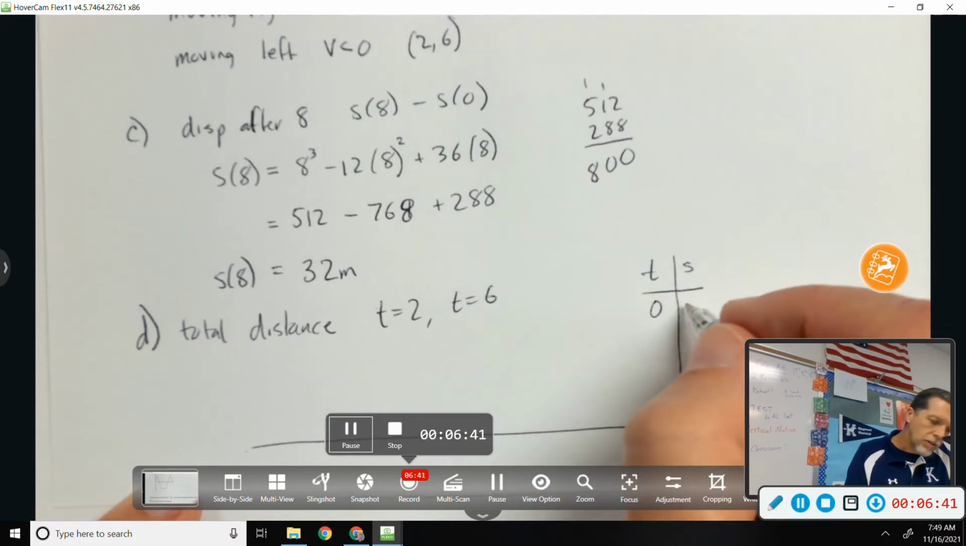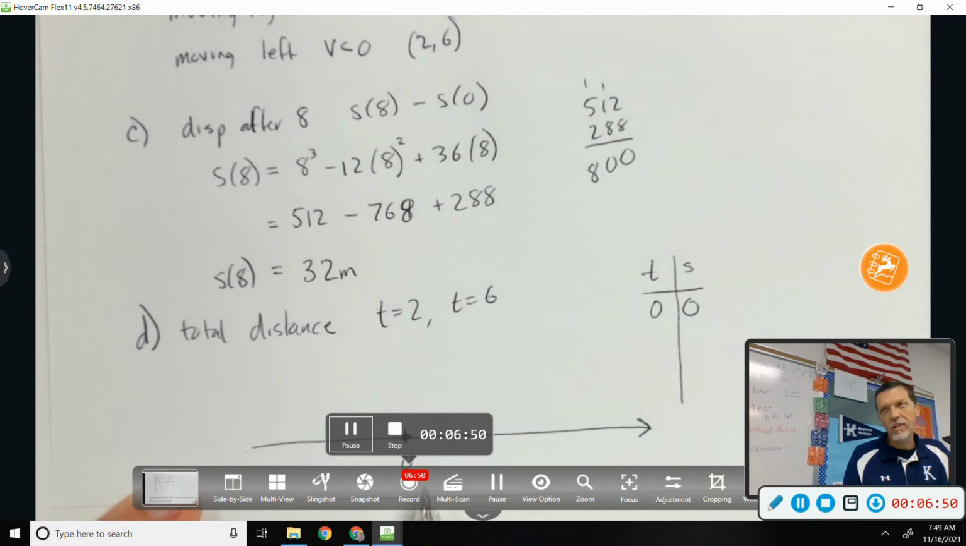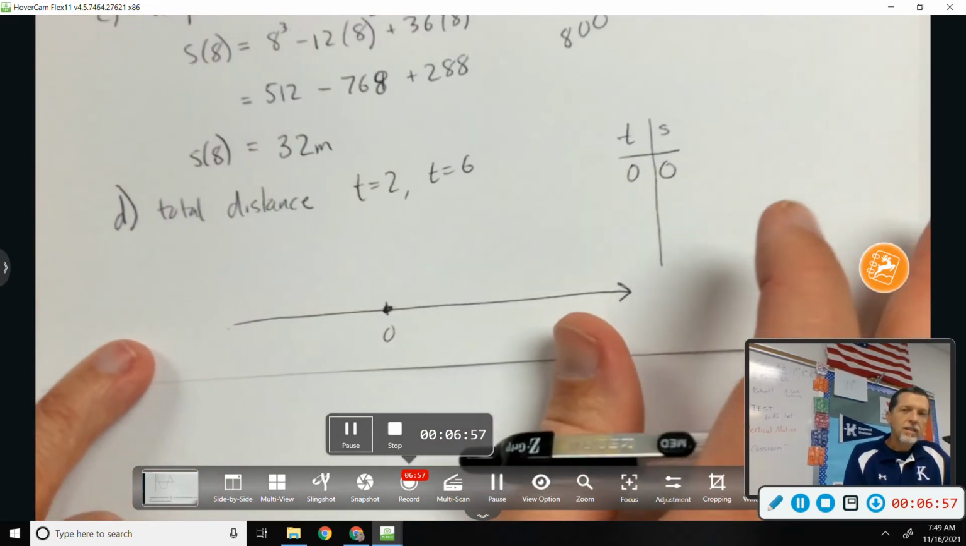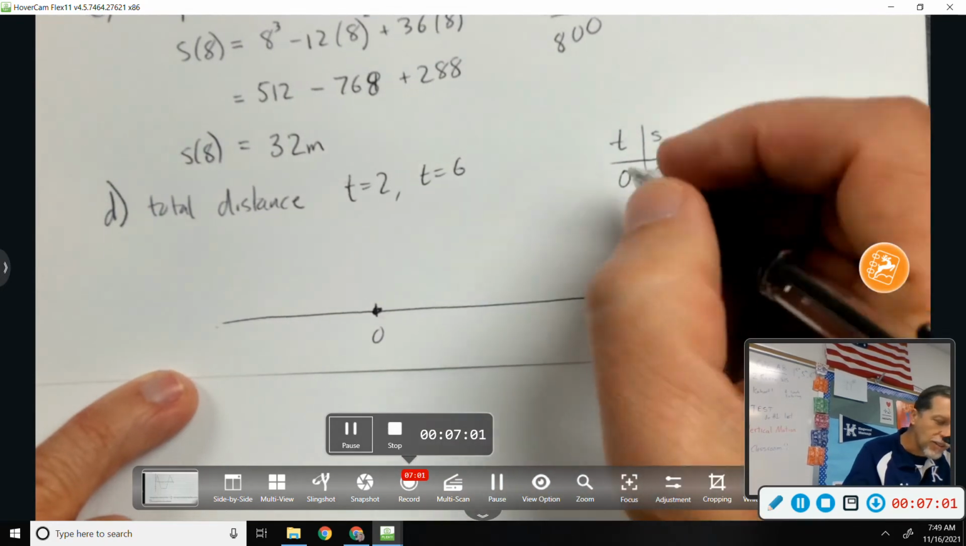At 0, time equals 0, s is 0. That's an easy one. So we're starting at 0. Again, be careful. It doesn't always start at 0. There's one on the test that does not start at 0, and that messes people up because they ignore the fact that it starts at 0 or it starts at 5 or wherever it starts.